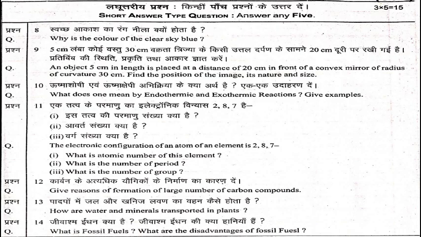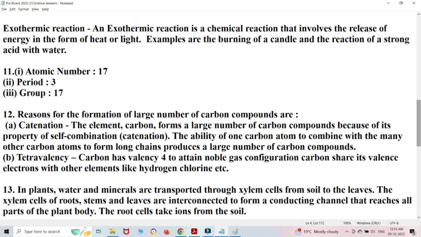12. Give reasons for the formation of a large number of carbon compounds. Answer. The reasons for the formation of a large number of carbon compounds are: A. Catenation. The element carbon forms a large number of carbon compounds because of its property of self-combination. The ability of one carbon atom to combine with many other carbon atoms to form long chains produces a large number of carbon compounds. B. Tetravalency. Carbon has valency 4 to attain noble gas configuration. Carbon shares its valence electrons with other elements.